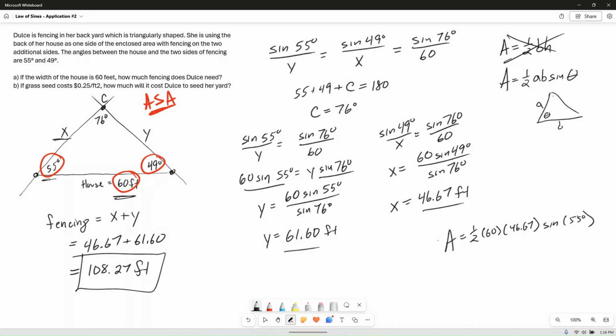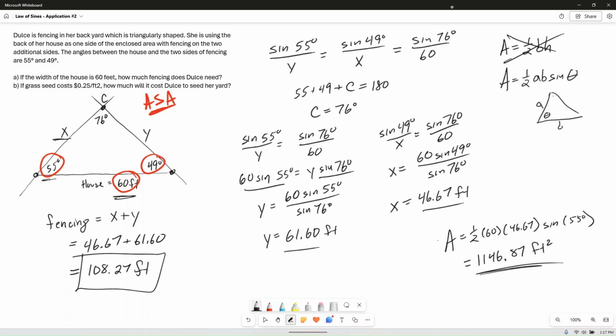Okay, and again, you'll get the same answer if you pick a different pairing of sides and angles. This is just the ones I chose to use this time. If we multiply all that out, we will get an area of 1,146.87 square feet. Okay, so that's the area, but it's not the cost. So how do we find cost? Well, you take the area times the price per area.